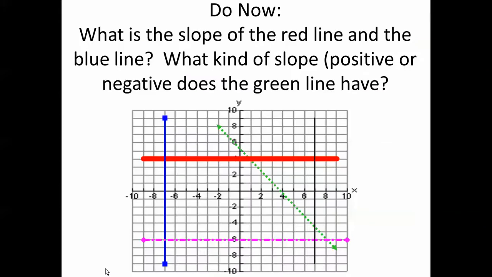What is the slope of the red line and the blue line? So I want to know, what's the slope of this line? What's the slope of this line? And does the green line have a positive or negative slope?